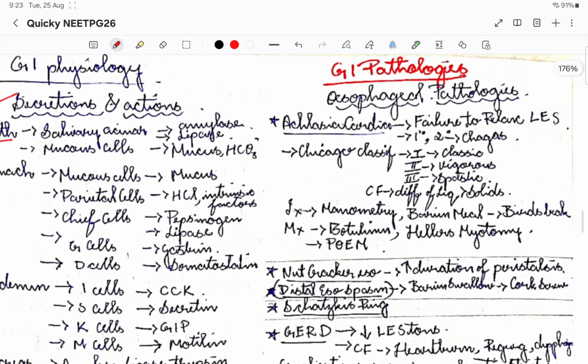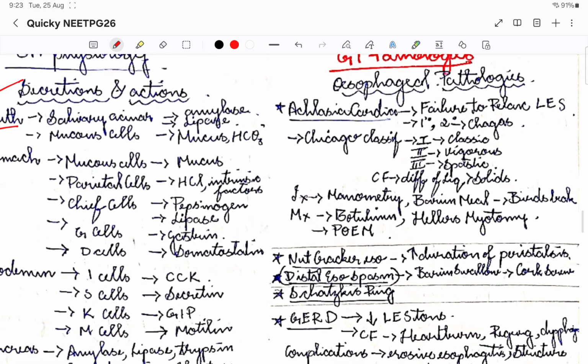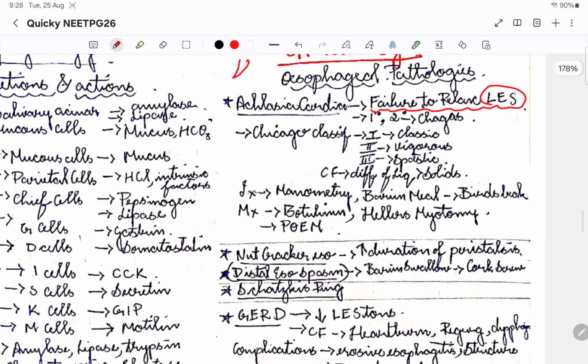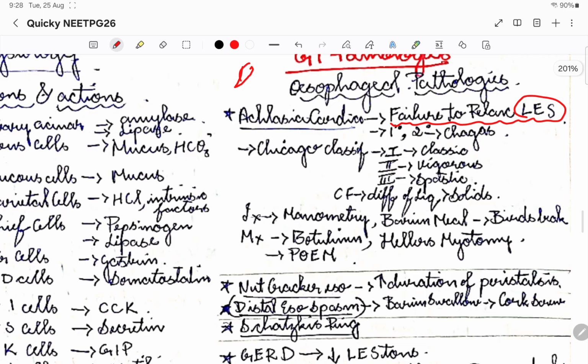Okay, so starting with esophageal pathologies, it is achalasia cardia. Let us discuss it. Achalasia cardia is basically a failure to relax the lower esophageal sphincter. So the lower esophageal sphincter is not able to relax, and all the food that we eat will be accumulating in the esophagus itself. There are two causes, primary and secondary. Remember Chagas disease, right? This is the secondary cause for achalasia cardia.